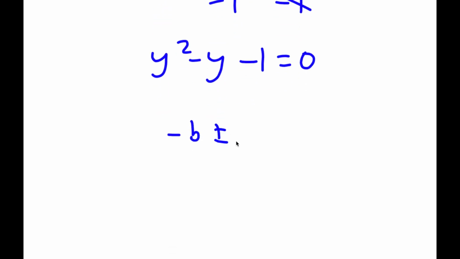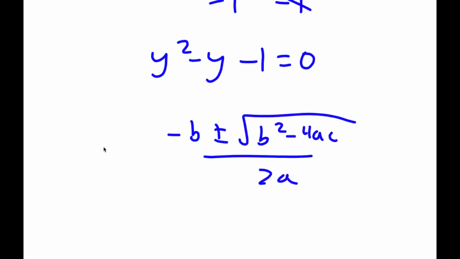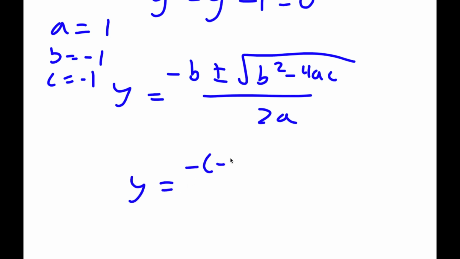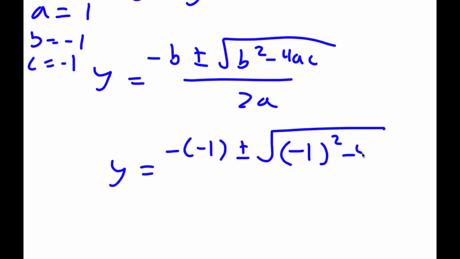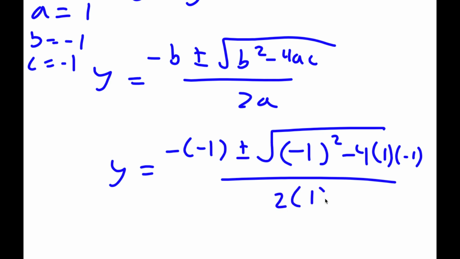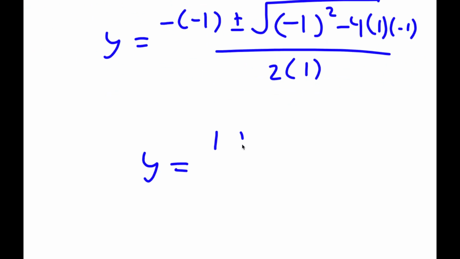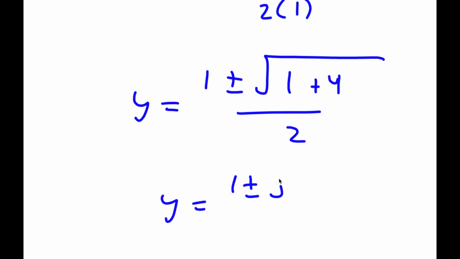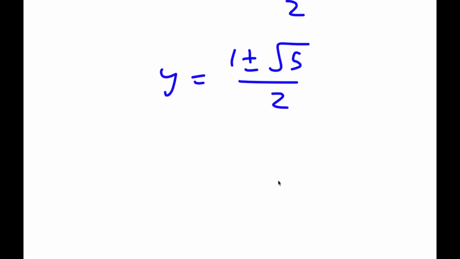Now, my quadratic formula is negative b plus or minus square root of b squared minus 4ac all over 2a. So in this case, a is equal to 1, b is equal to negative 1, and c is equal to negative 1. So I have y equals negative negative 1 plus or minus the square root of negative 1 squared minus 4 times 1 times negative 1 all over 2 times 1. That's the same thing as 1 plus or minus the square root of 1 plus 4 over 2, which is equal to 1 plus or minus the square root of 5 over 2.